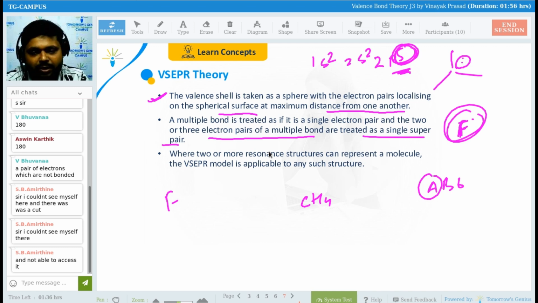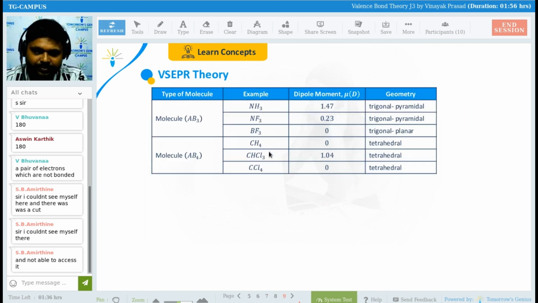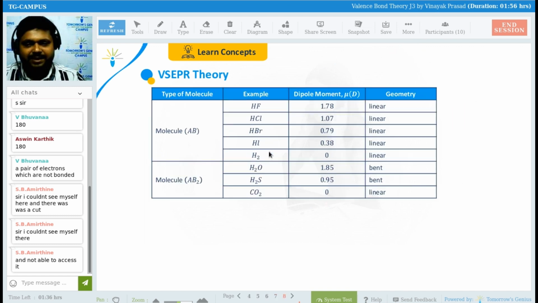Getting my point? So where two or more resonance structures can represent a molecule, that VSEPR model is applicable to any such structure, right? Now, we are having some structures, like HF, whose geometry is linear, and SCl. So these are the things.